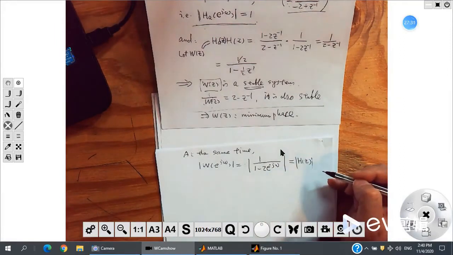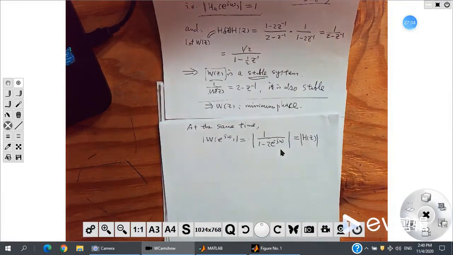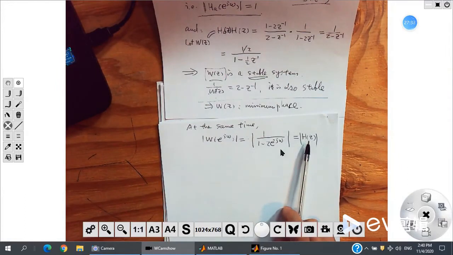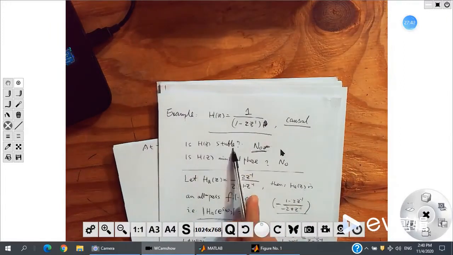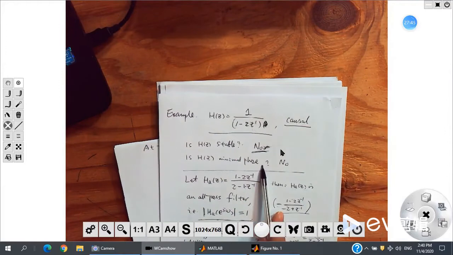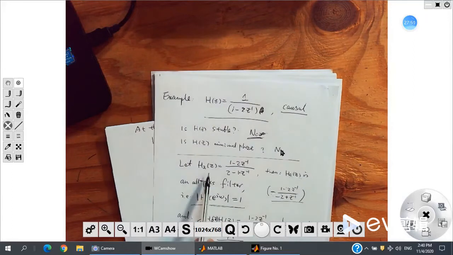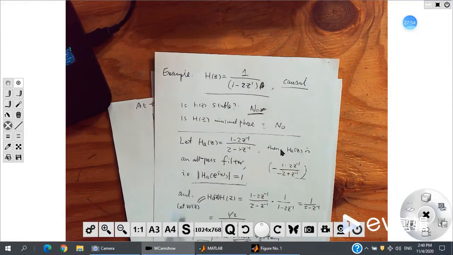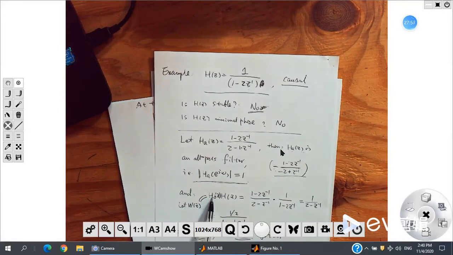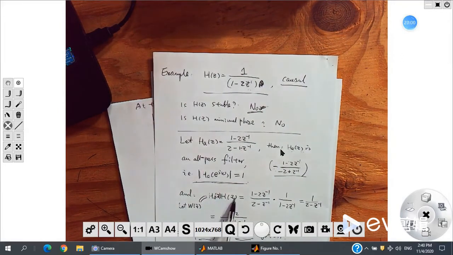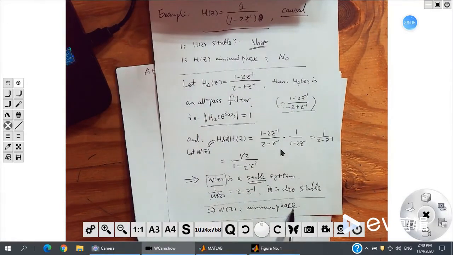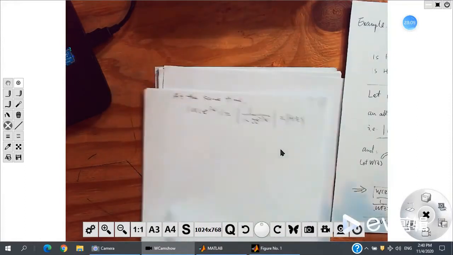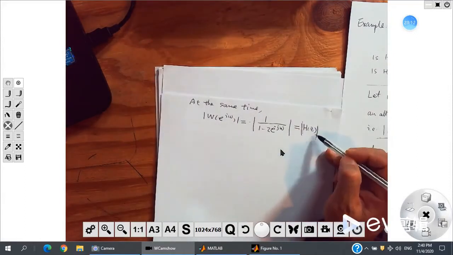So the meaning is we start from H of z. H of z is not stable, right? I start from this H. Is it stable? No, it's not stable. Neither is it minimal phase, right? Then we define an all-pass filter. Let another new filter be a combination of the all-pass filter and H. I multiply these two together as W. Then for this W, we will see W is a minimal phase system. As well, its magnitude is the same as H of z.